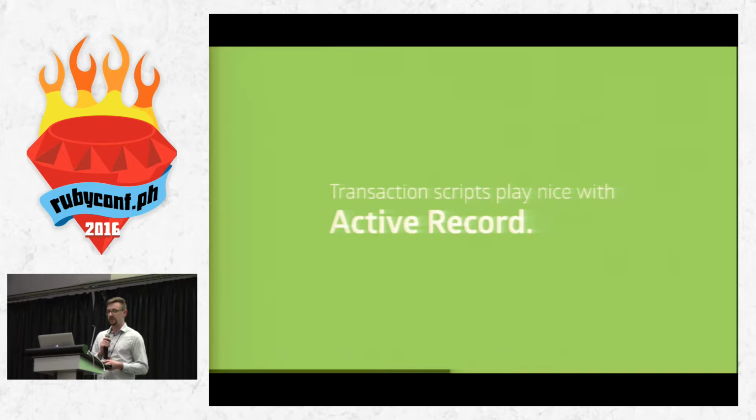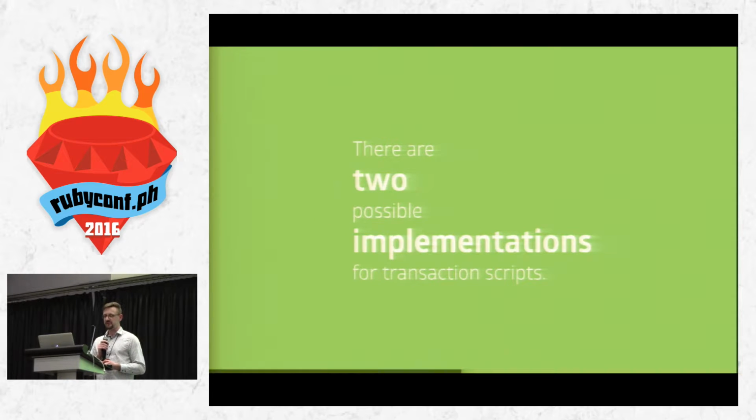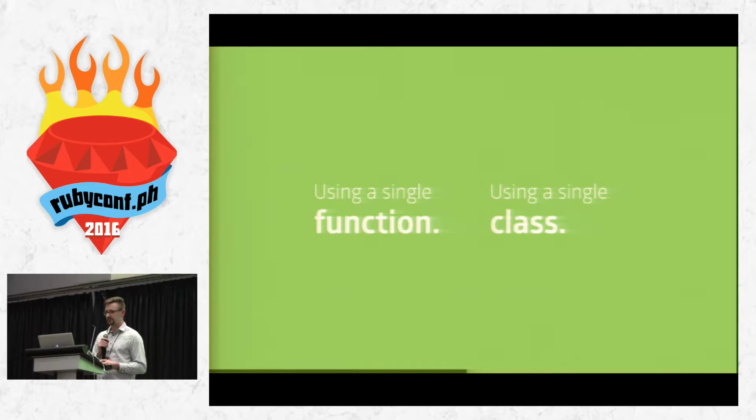As mentioned by Fowler in his book, Patterns of Enterprise Application Architecture, transaction scripts play really nicely with active record. So in this sense, they are ideal for Ruby on Rails applications. There are really two ways you can implement them. The simplest version is to use a single function. The function models your entire business process, and the objects it depends on or requires to perform a certain business transaction are simply passed in as method arguments.